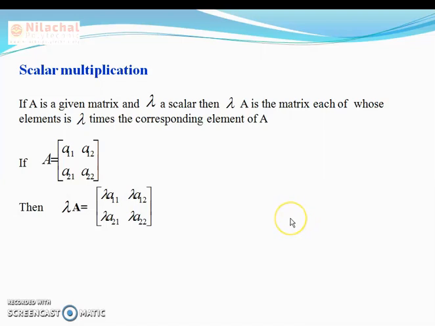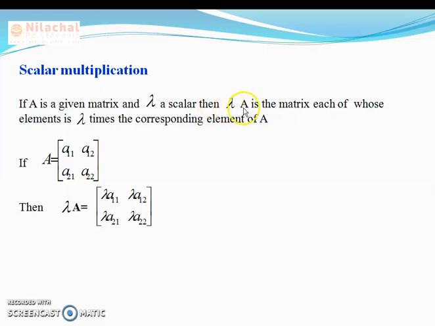Okay. So then come to scalar multiplication. Scalar means a constant. So whenever the matrix is multiplied with a constant, what will happen? See here, if A is a given matrix, and lambda is a scalar, meaning a constant, suppose 2, 3, 4 like this. So we are denoting it with one symbol known as lambda. Then lambda A means multiplication between a scalar and a matrix.